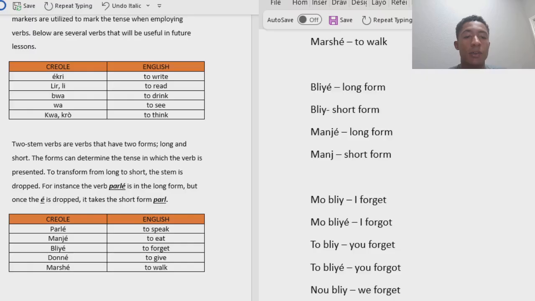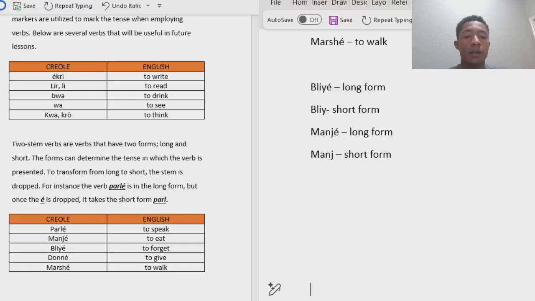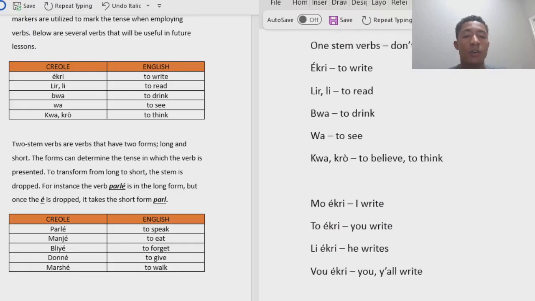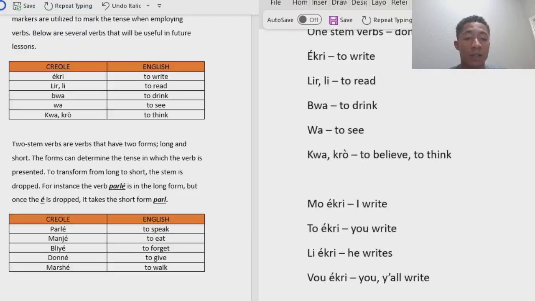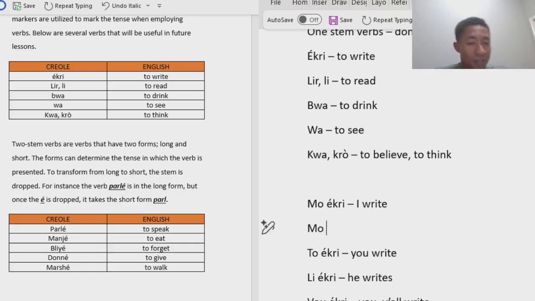Now I'm about to throw a wrench in y'all. Now, if we're going back to the one-stem verbs, when you have moi écrit, toi écrit, li écrit, vous écrit, well, if you want to make those past tense, you can also say moi écrit. I wrote. Toi écrit. You wrote.